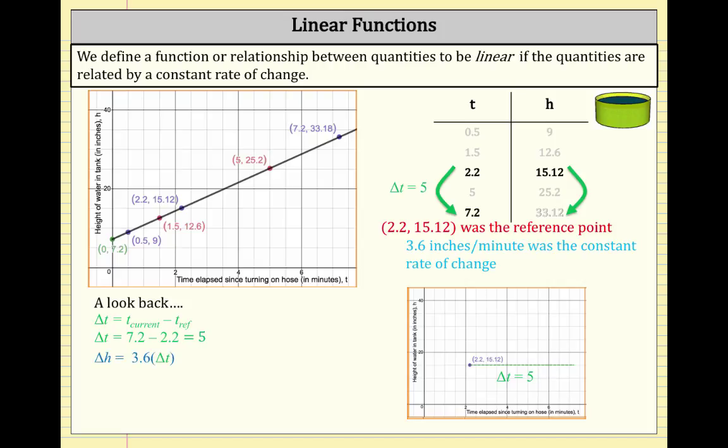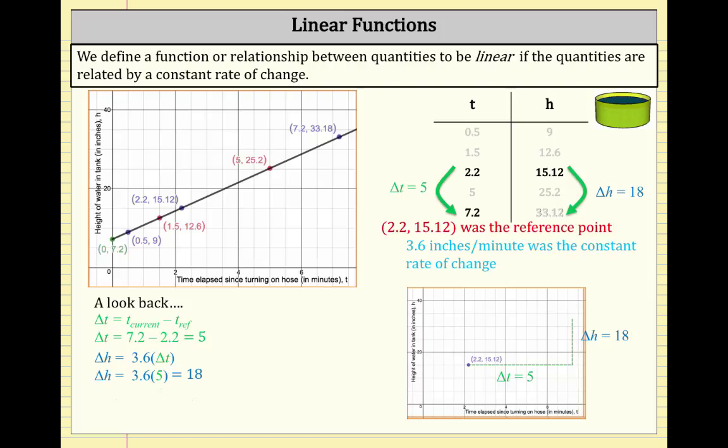And in this context, the change in output is represented by delta H, and the change in input was represented by delta T. So delta H is equal to 3.6 times delta T, where 3.6 is the constant rate of change. In this case, the change in T was 5, so change in height is equal to 3.6 times 5, which comes out to be 18. And so we use that information to go further, and so looking at the graph, we have change in height is equal to 18. In the table, we now know we need to change positive 18 from 15.12.